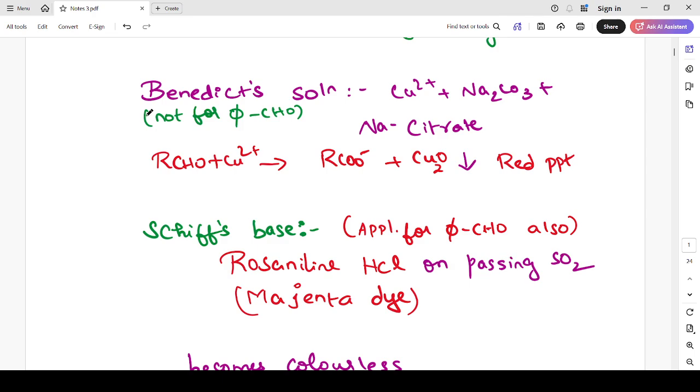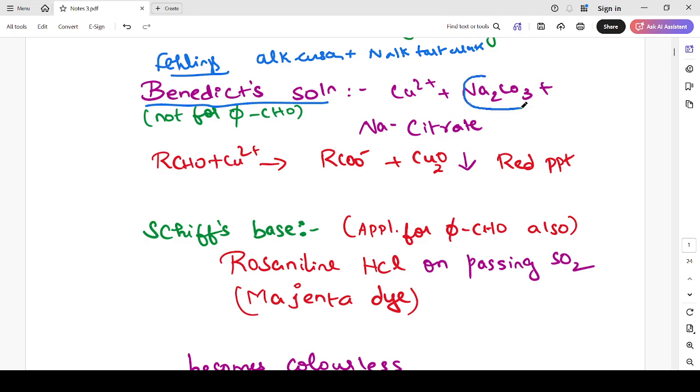So the first reaction is very similar to Fehling's solution, and it is called Benedict's solution. In Fehling's, we had alkaline copper sulfate plus sodium potassium tartrate. The only difference in Benedict's is that you have the same alkaline copper sulfate, with sodium carbonate, which is a basic salt, and instead of tartrate, you use citrate. That's the only difference we have.